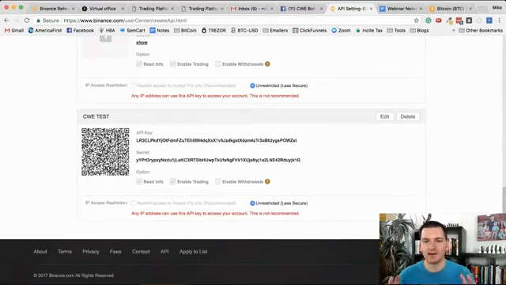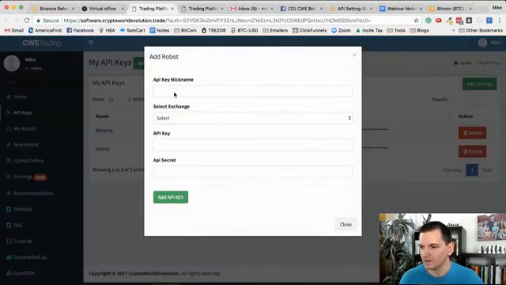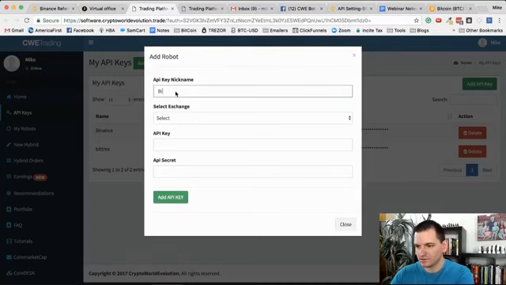So all you're going to allow CWE to do for you is read what you have in your account and enable trading. And that's all they can do. So all they can do is read what's in your account and trade what's in your account. They cannot withdraw unless you enable it, but I wouldn't do that. Okay. So what you do is you take this API key right here and you go back to your trading back office. You click add API key. Okay. Just name it Binance.